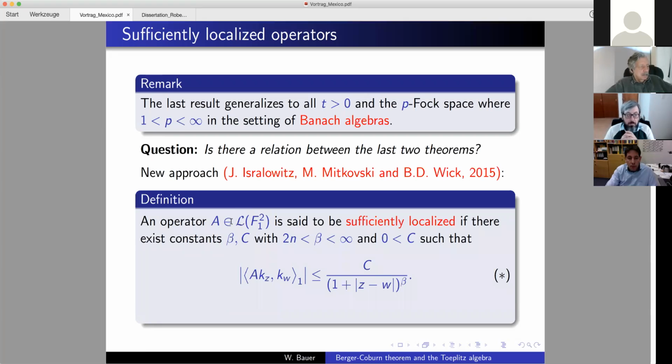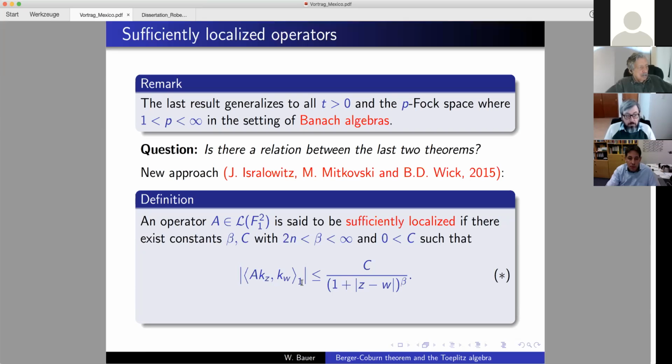So they look at operators A, bounded operators on the two Fock space, and then they look at this kernel here, which I discussed before in the proof of the Berger-Coburn theorem if A was the Toeplitz operator. They look at this kernel, the Berezin transform extended off diagonal, and they say an operator is sufficiently localized if this has a very good off-diagonal decay, meaning that it is dominated by some constant c divided by 1 plus absolute value of z minus w to the power beta, and this beta should be bigger than 2n.